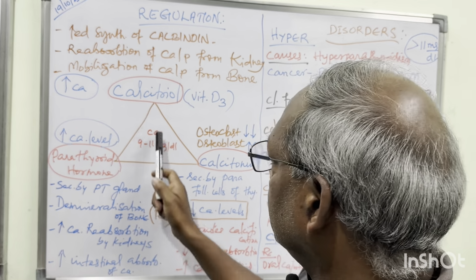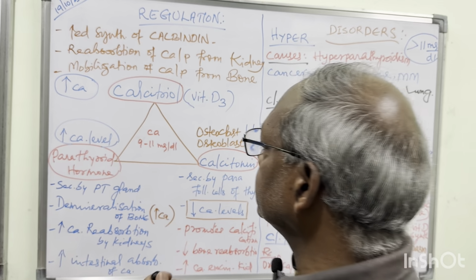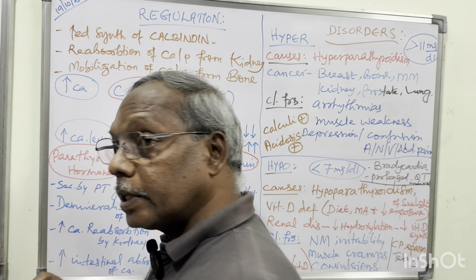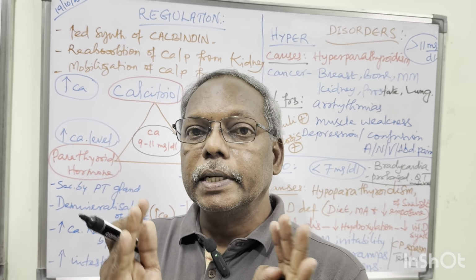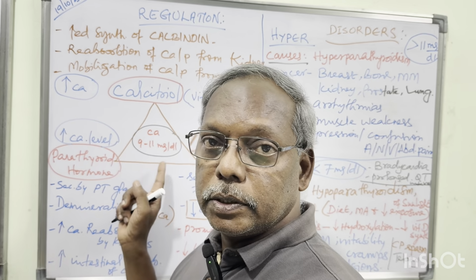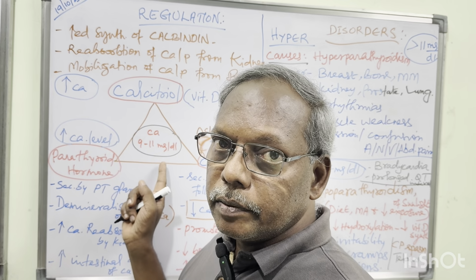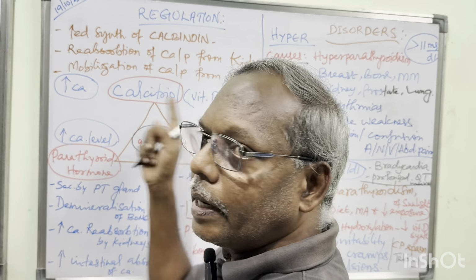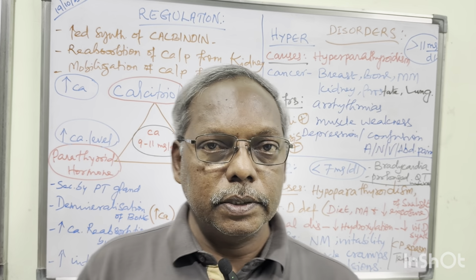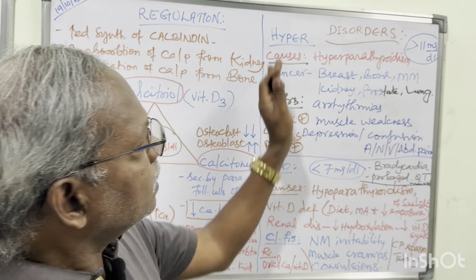Okay. Normal level of calcium is 9 to 11. This is very, very important for your regulation. Sometimes your question is simply regulation of calcium metabolism. So for that question, first you have to mention the normal level of calcium, then the three factors. For each factor, you have to mention one or two points. Okay. These are all the regulation.